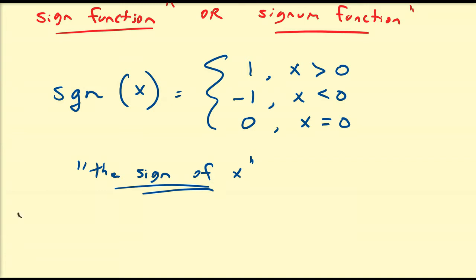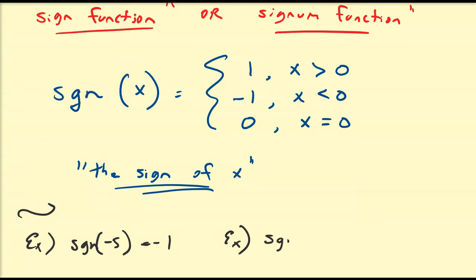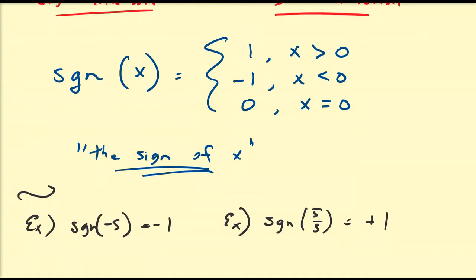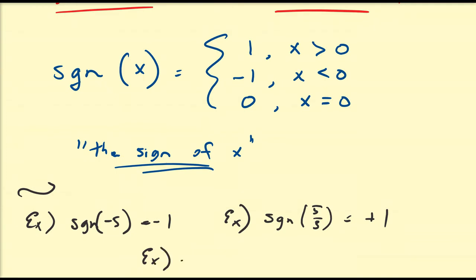So for example, just some basic examples of this. If I ask you what is the sign of -5, since -5 is negative, that's going to be equal to -1. If I ask you what is the sign of 5/3, since that's positive, that's going to be equal to +1. And if I ask you what is the sign, or the signum, of 0, then you should be able to tell me that that is equal to 0.